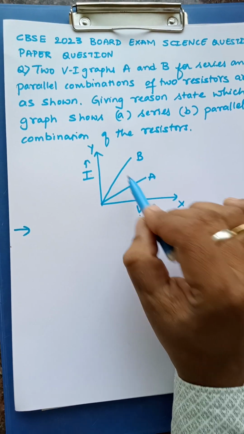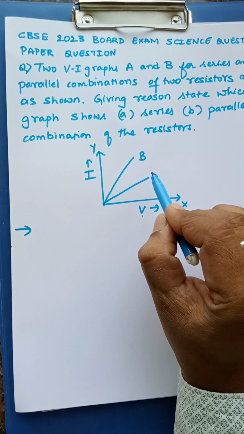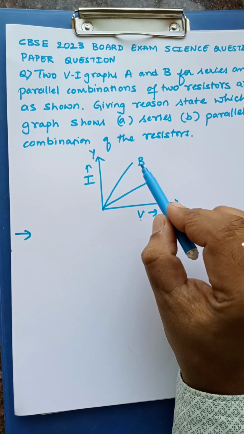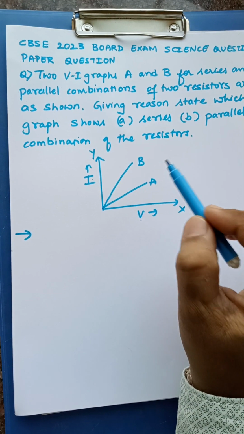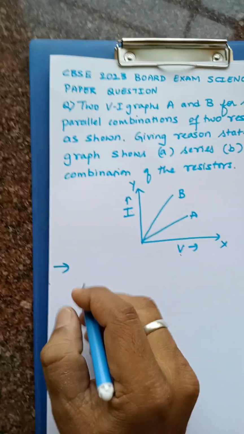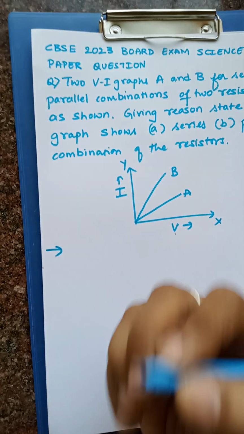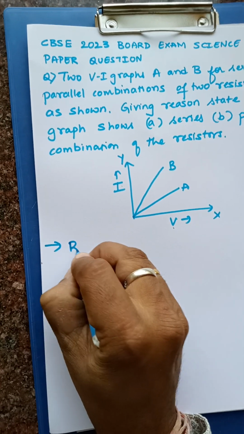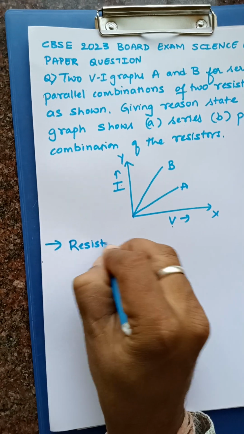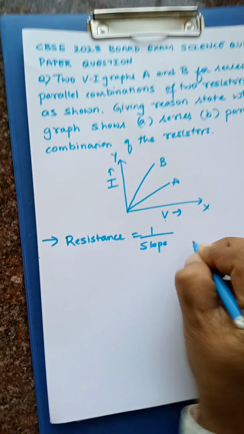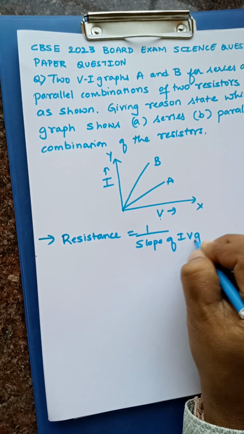Here there are two I-V graphs. He has labeled them as A and B. We need to identify which graph shows parallel combination and which graph shows series combination. For this we need to know that resistance can be determined from an I-V graph using this formula. Resistance is equal to 1 by the slope of the I-V graph.